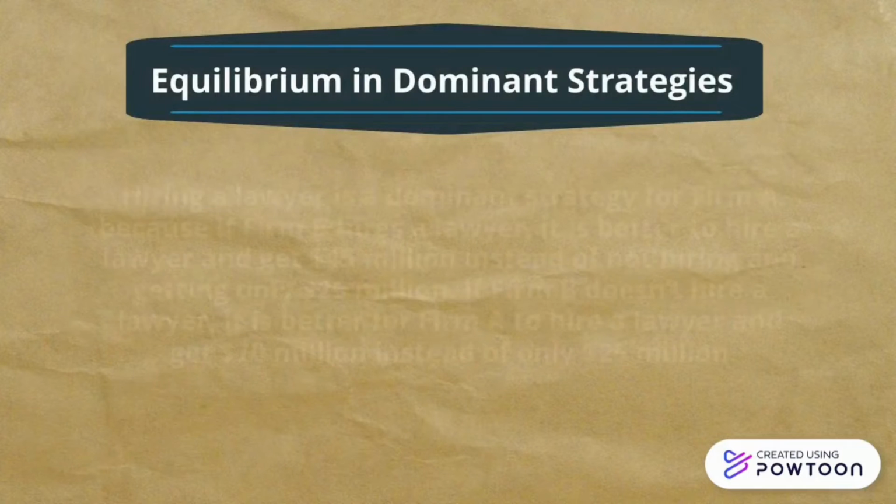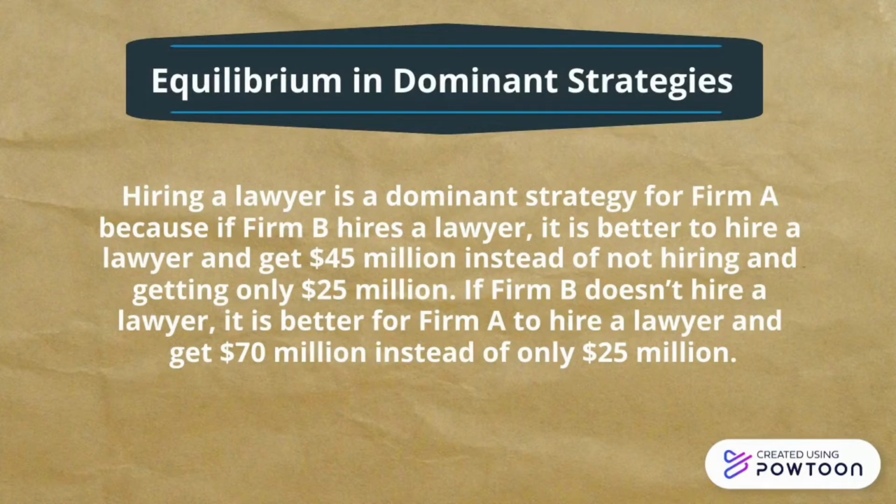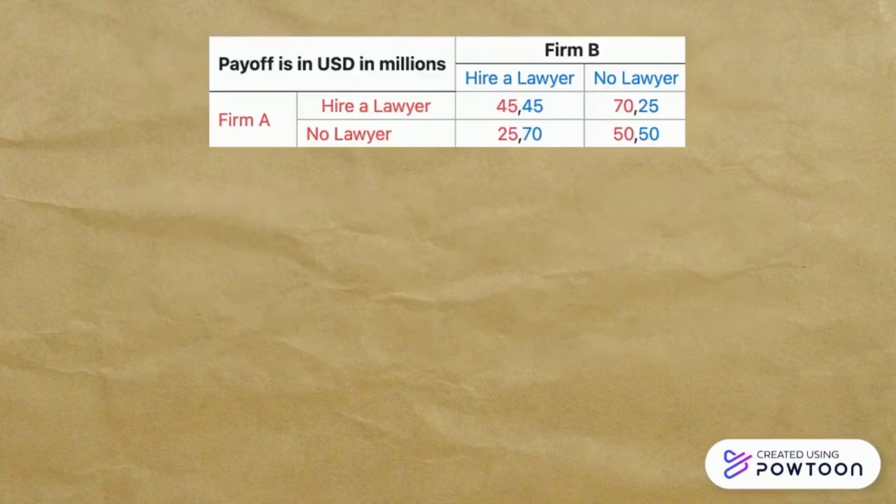Equilibrium in dominant strategies. Hiring a lawyer is a dominant strategy for firm A because if firm B hires a lawyer, it is better to hire a lawyer and get 45 million instead of not hiring and getting only 25 million. If firm B doesn't hire a lawyer, it is better for firm A to hire a lawyer and get 70 million instead of only 25 million.